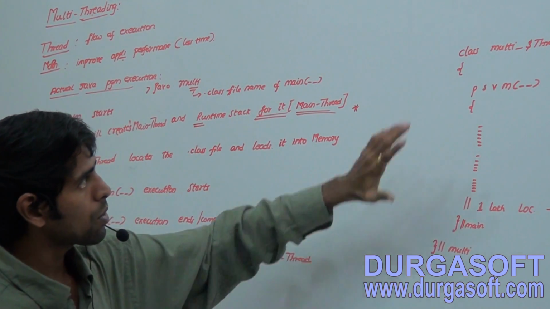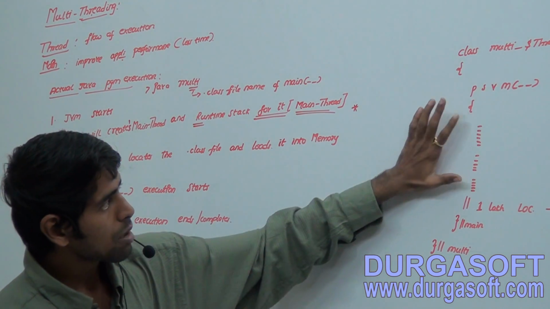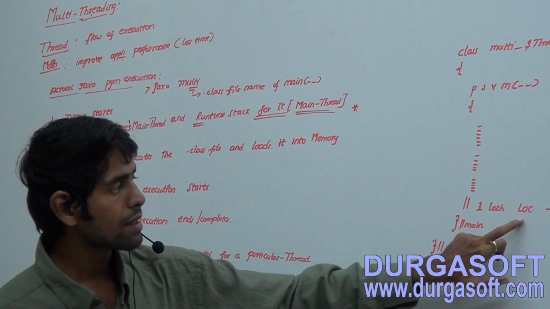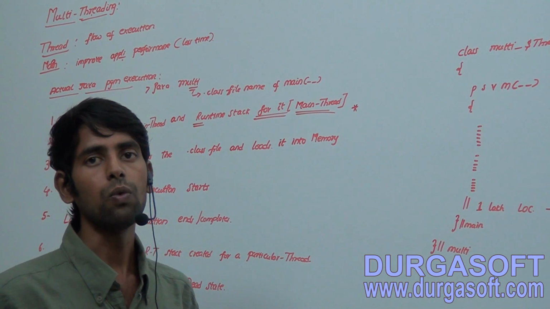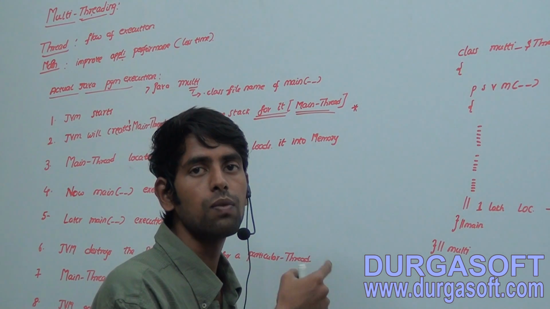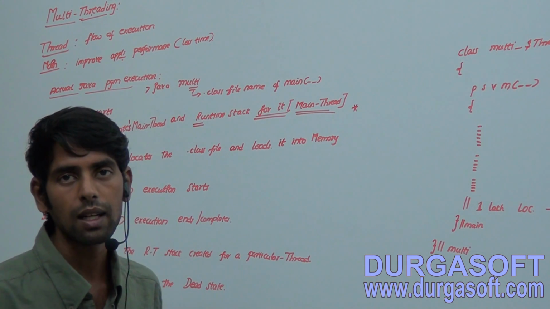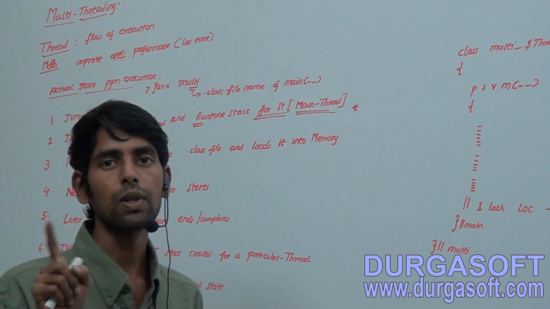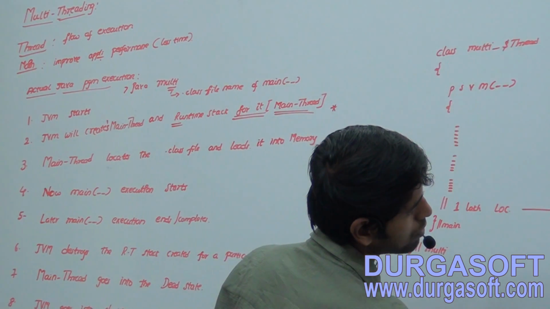Let me put that aside. See here, guys, think that this is a piece of code. In the main method I have 1 lakh lines of code. If I want to execute this piece of code through JVM, the JVM is going to take the help of the main thread, a single thread. So it consumes a time of 10 minutes to execute this piece of code.